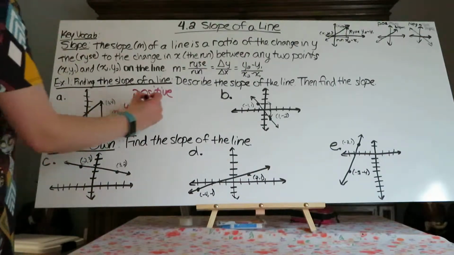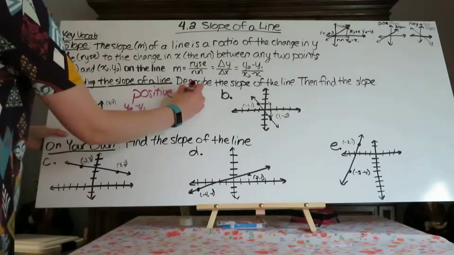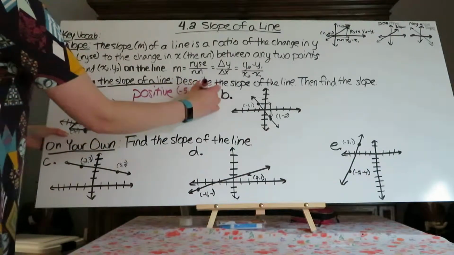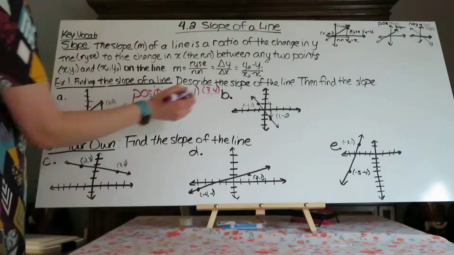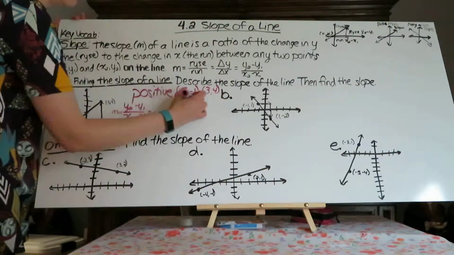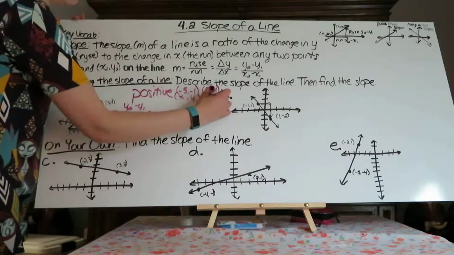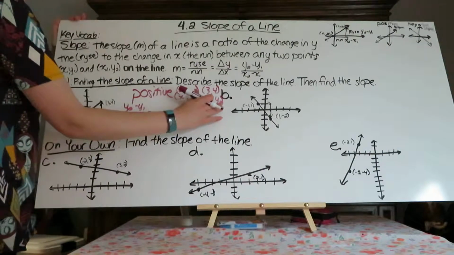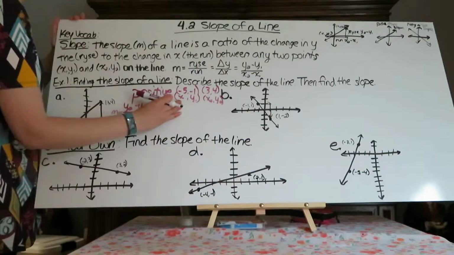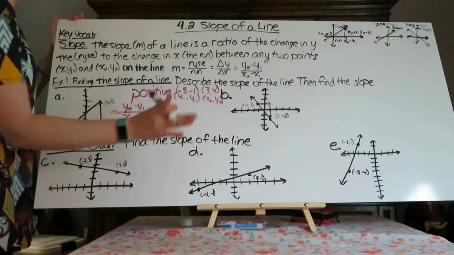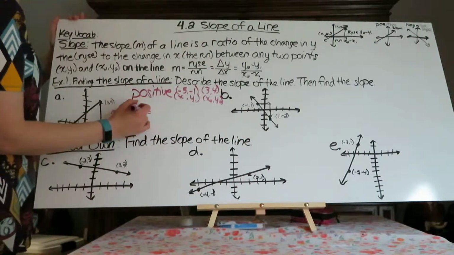So we have the values -5, -1, and 3, 4. So I'm going to label these x1, y1, x2, y2. You always want your 1's together and you always want your 2's together. I always label my first ordered pair as x1, y1. My second one is x2, y2. It's your preference. So then I'm going to plug in these values.